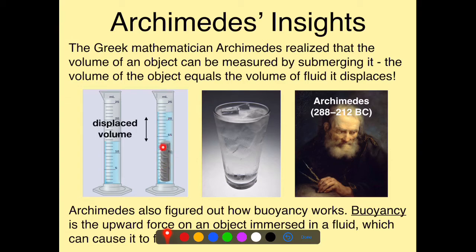And the volume of my object is just equal to the volume of the water I displace. So in other words, if I see the water line move up by 20 milliliters, it's telling me that the volume of this object was 20 milliliters. He also figured out how buoyancy works. So buoyancy is what we call the upward force that is acting on an object immersed in a fluid. So buoyancy is the force that causes objects to float in a fluid. For example, these ice cubes, the reason they're floating on the surface of the water and they're not just sinking to the bottom is because of this force of buoyancy.